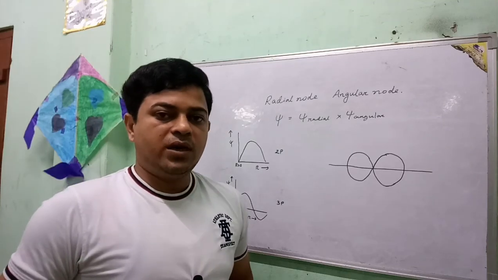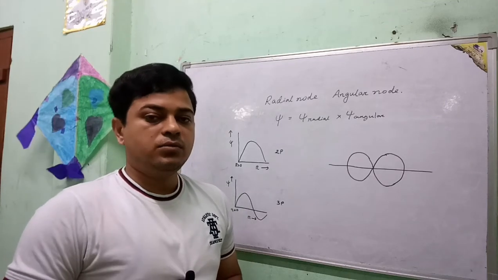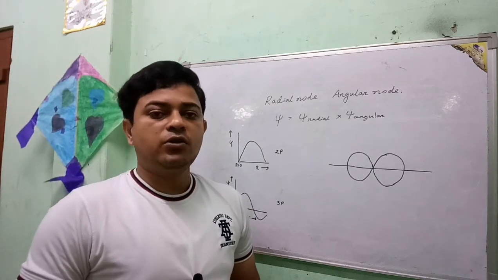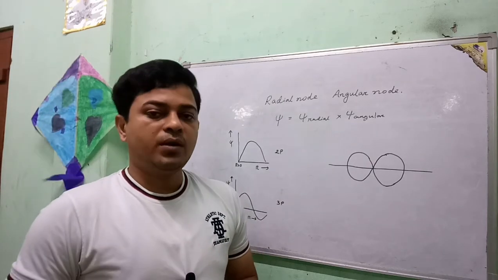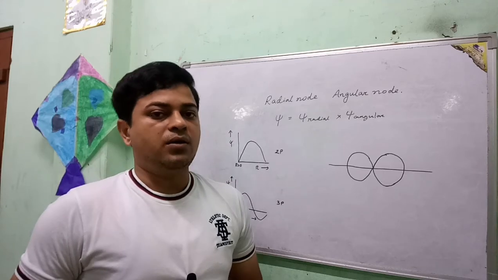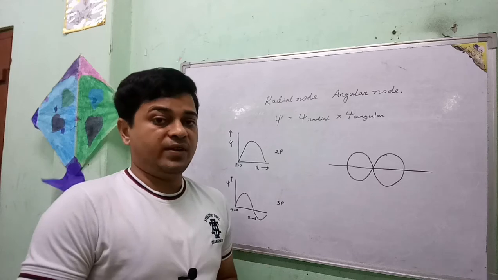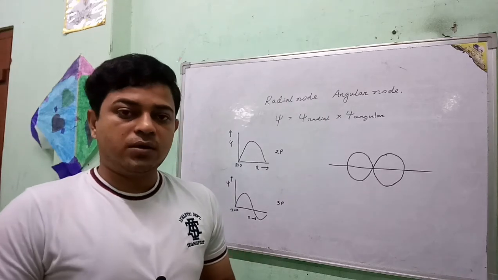Inside an atom, where the probability of finding an electron is 0, it is called a node. This node is of two types: one is radial node and another is angular node. Moving along the radius, when the probability of finding an electron is 0, that means the wave function becomes 0. It is called a radial node.